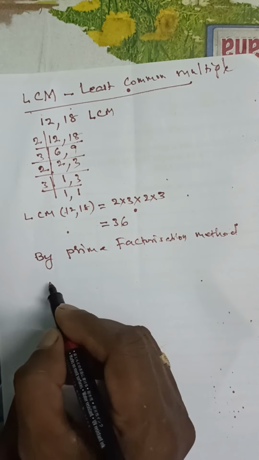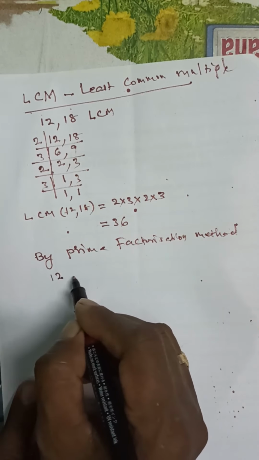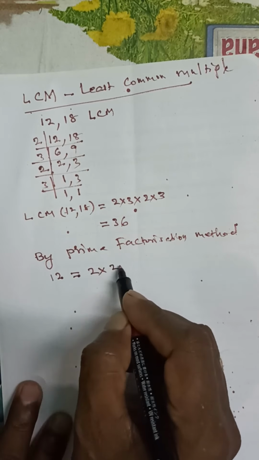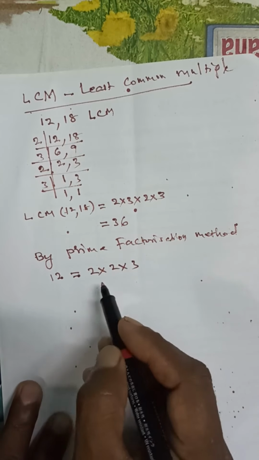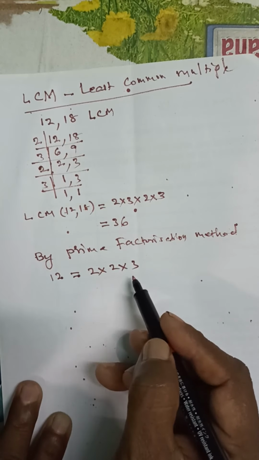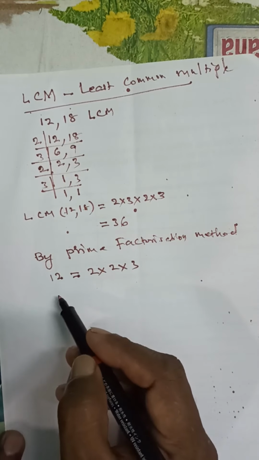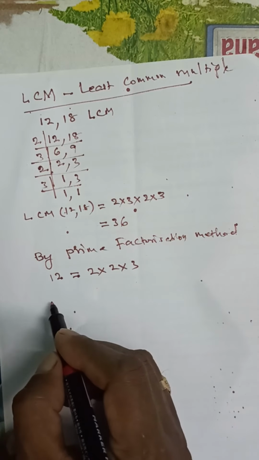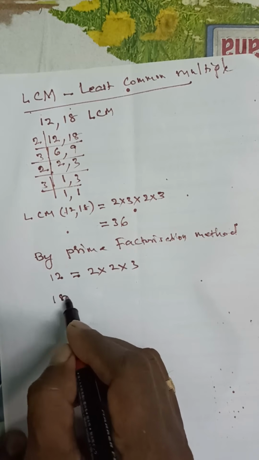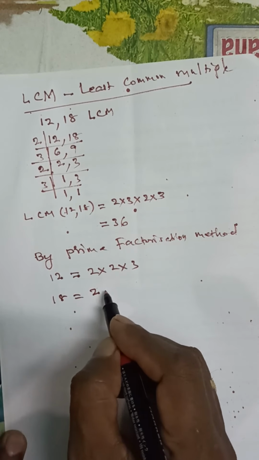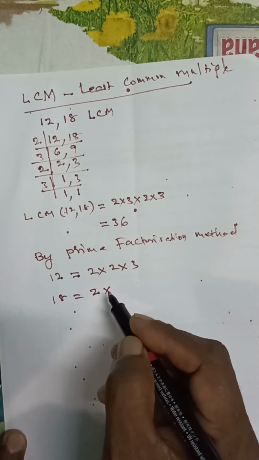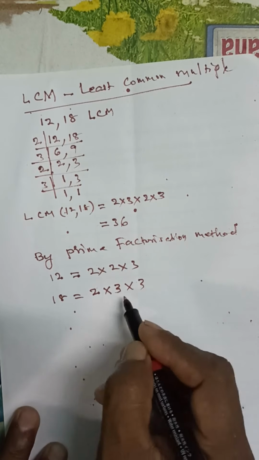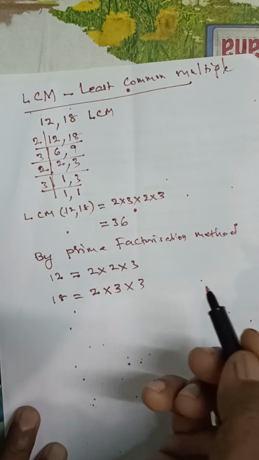Now let us take the first given number, 12. Its prime factors are 2 into 2 into 3. 2 twos are 4, 4 threes are 12. So the prime factors of 12 are 2, 2 and 3. The next given number is 18. This is 2 into 3 into 3. 2 threes are 6, 6 threes are 18.